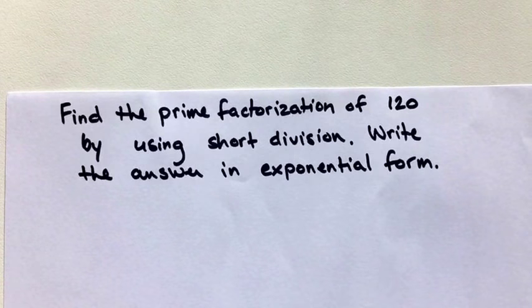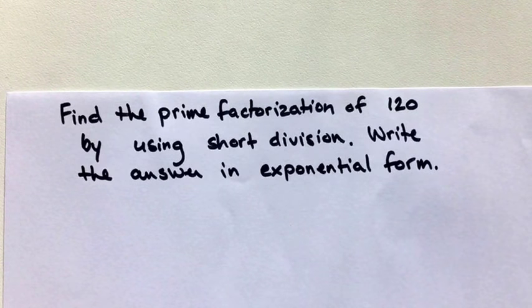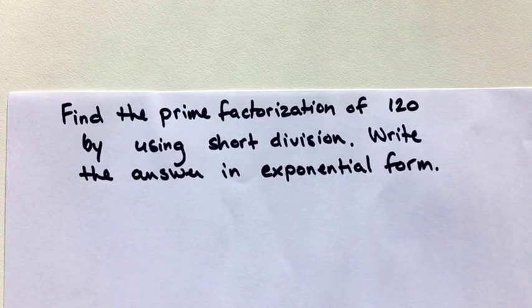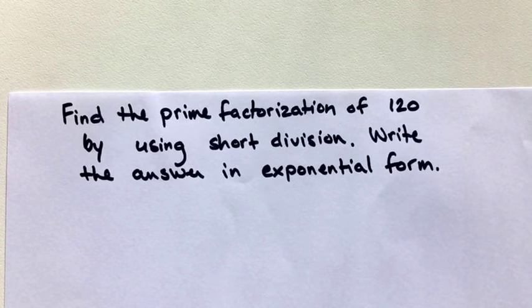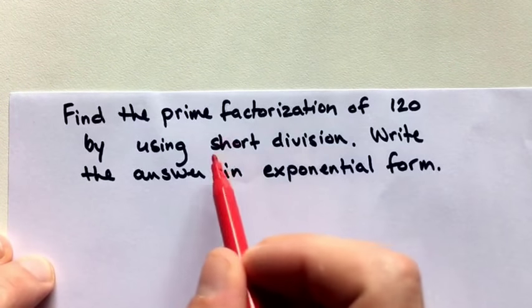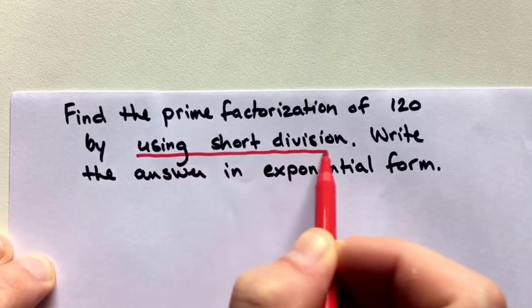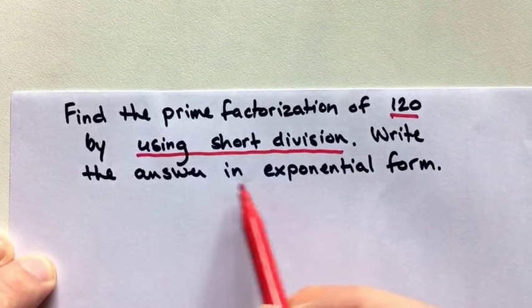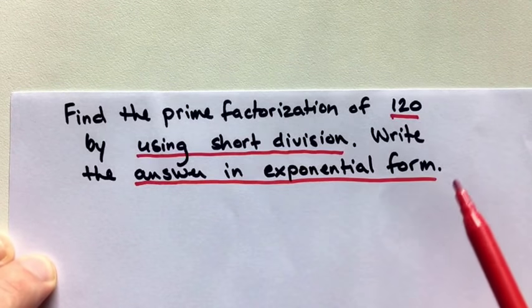Find the prime factorization of 120 by using short division. And they want us to write the answer in exponential form. So, what's important? Use short division. 120, and they want the answer in exponential form.